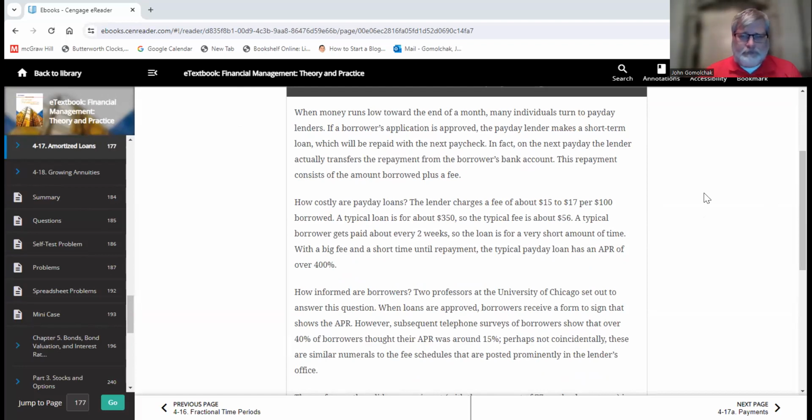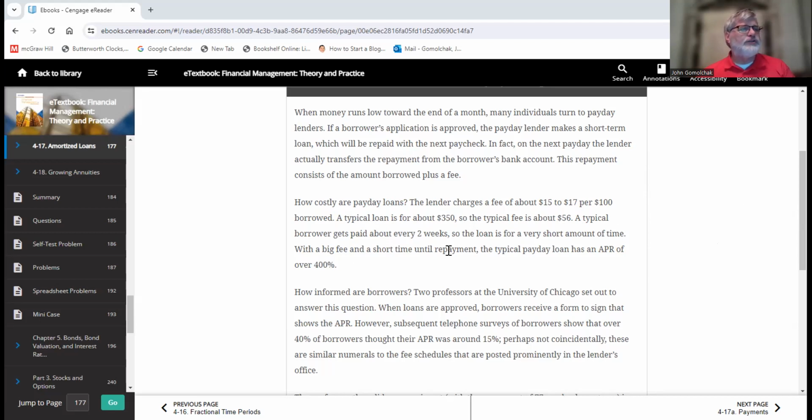And these places are basically going to be in the poorer neighborhoods, and they're going to be preying on people who are less sophisticated and more desperately in need of money. So how costly are payday loans? Lenders charge a fee of about $15 to $17 per $100 borrowed. So for a typical loan of $350, the fee would be $56. The typical borrower gets paid every 2 weeks, so the loan is for a very short period of time.